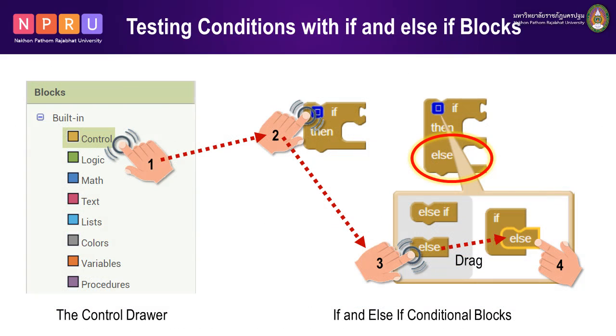In this section, we will learn about conditional blocks. To test conditions, App Inventor provides an if-then conditional block in the control drawer. We can extend the block with as many else and else-if branches as we would like by clicking the blue icon as shown in the figure.